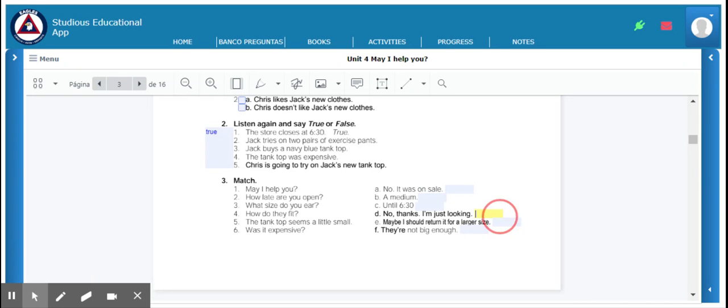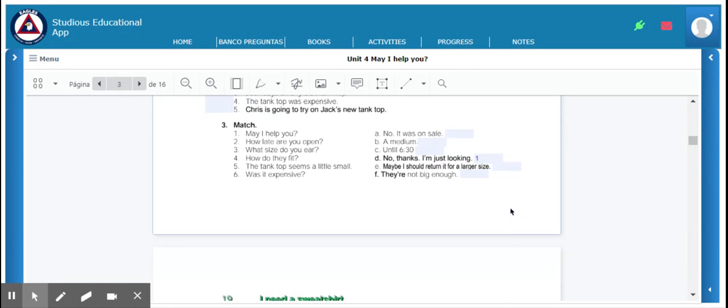Of course, it would be D. Someone's asking if they can help you. May I help you? What they're doing is asking if they can help you look for an item, a specific color or a size. Maybe you're just not interested in having any help. You can go ahead and say, "No thanks, I'm just looking." So you know that letter D is matched to number 1. That's what you have to do here. And that would be all for Unit 4, Lesson 18.